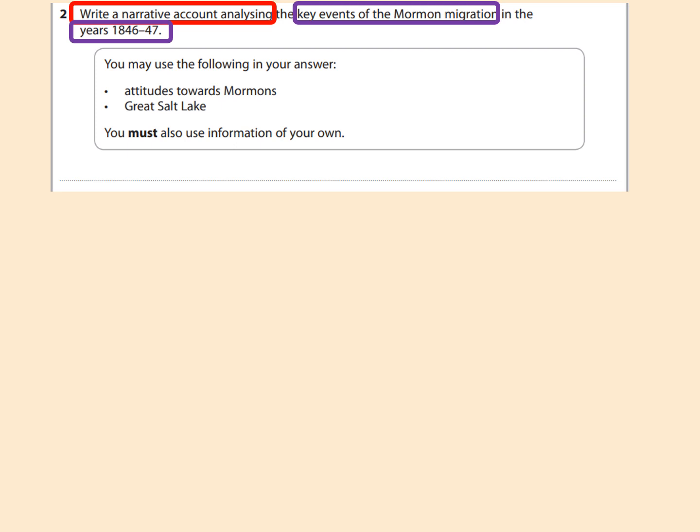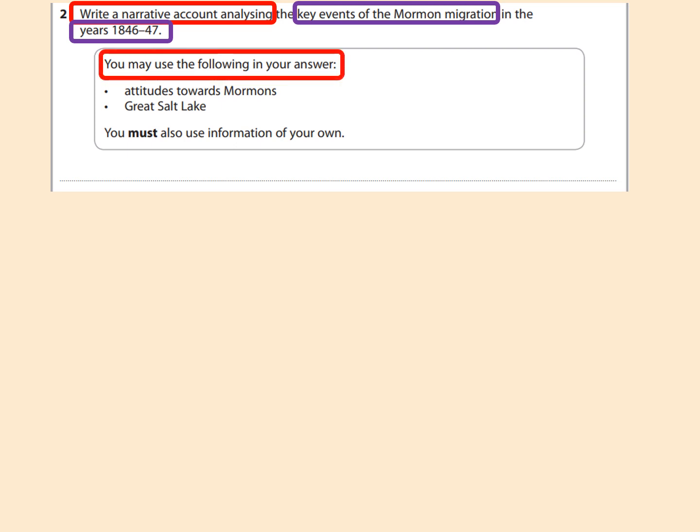Be extremely careful adding any events that come from outside of this. It might add a bit of context to what you're writing about, but the chances are you won't get any credit for it unless you're very skillful with how you use it. But like many of the questions in the Edexcel exam board, you are going to get some stimulus points to help you, and it's a good idea to use these.